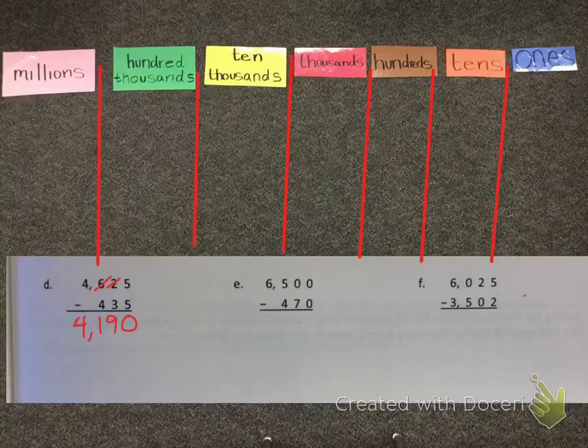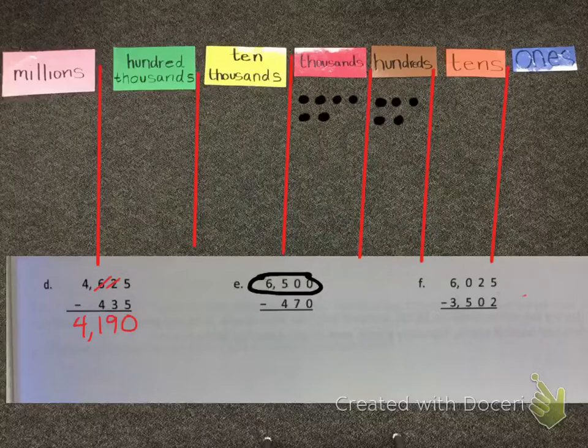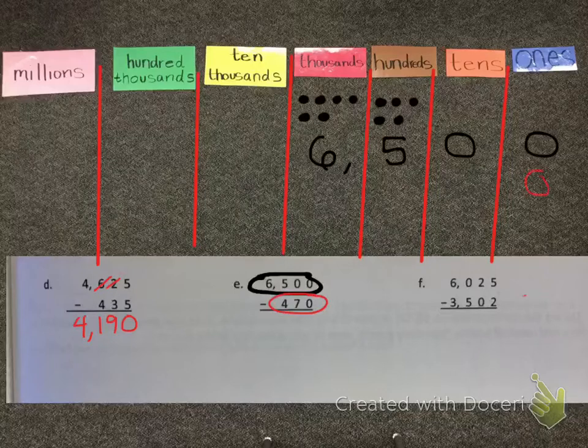All right, let's continue with E. So remember, you're going to check your answer. You should have already done this. So 6,500, we are going to place dots. So we actually have 0 in the ones, 0 in the tens, 5 in the hundreds, and 6 in the thousands. 1, 2, 3, 4, 5, and 6. 0, 0, 5, 6. All right, 6,500. Perfect. We are subtracting 470.